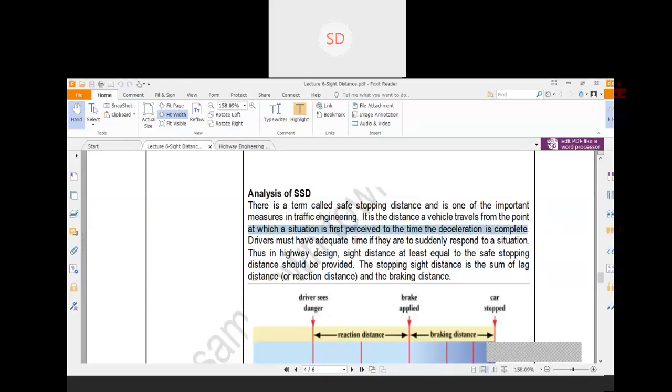So you take some decision. After taking the decision, you apply some brake. After the application of the brake, the vehicle will decelerate and ultimately it will stop. Now drivers must have adequate time if they are suddenly responding to a situation. Thus, in highway design, sight distance at least equal to the safe stopping distance should be provided. That's why it is called absolute minimum sight distance.